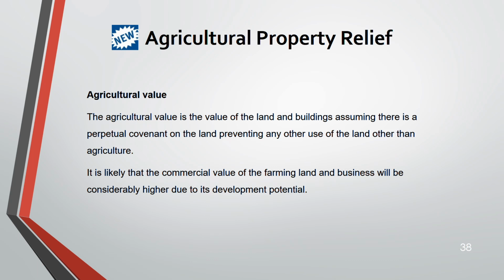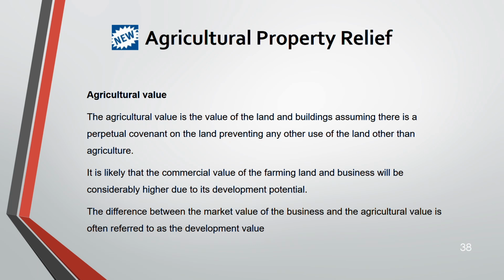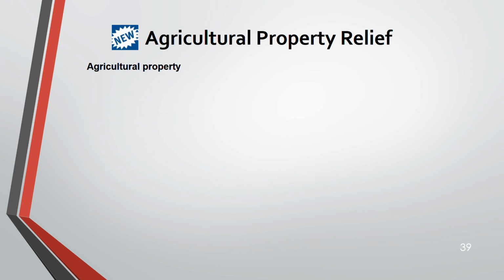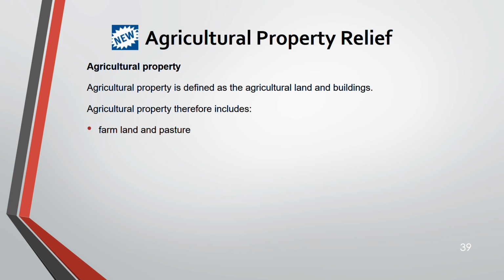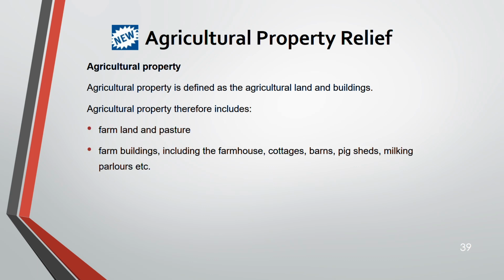It is likely that the commercial value of the farming land and business will be considerably higher due to its development potential. Yes, commercial value is higher than agricultural value because there is more development potential. So the difference between the market value of the business and the agricultural value is referred to as development value. Agricultural property is defined as agricultural land and buildings. It includes farmland and pasture, farm buildings including farmhouse, cottages, barns, pig sheds, milking parlors.